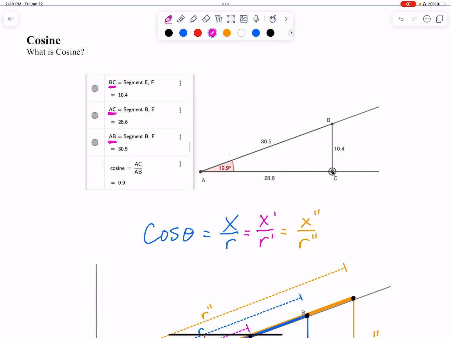Okay, BC is here. Okay, AC is here. And then AB is here. Okay, notice what we're doing now. We are doing AC over AB. So that is this side right here next to our angle divided by our hypotenuse. So it's like, remember, sine was the y divided by the hypotenuse. Cosine now is going to be the x divided by the hypotenuse.